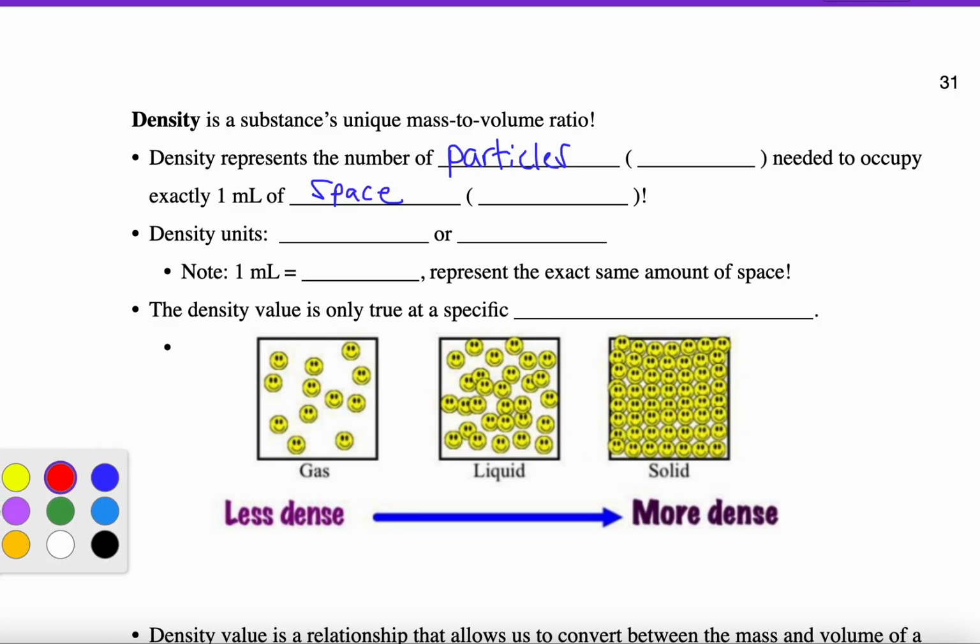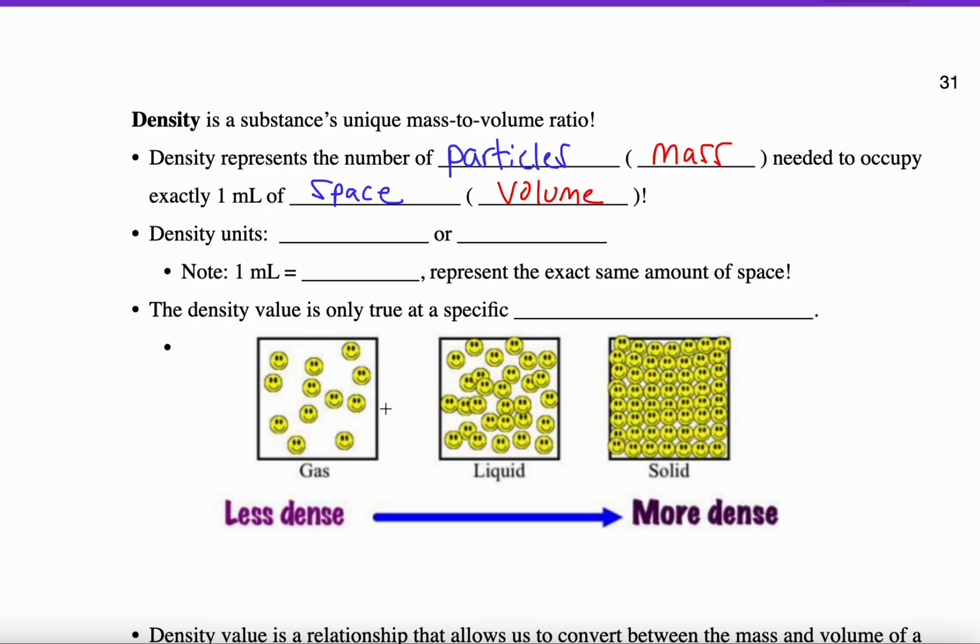Now, we can't sit there and individually count out the number of particles. It would be too time consuming, and the particles are too small for us to see the individuals. So the way we count the number of particles in lab class is that we actually measure the mass. So we measure the mass to determine the number of particles, and occupying space is simply the quantity of volume that we measure out in class. So density represents the number of particles that occupy 1 milliliter of space.